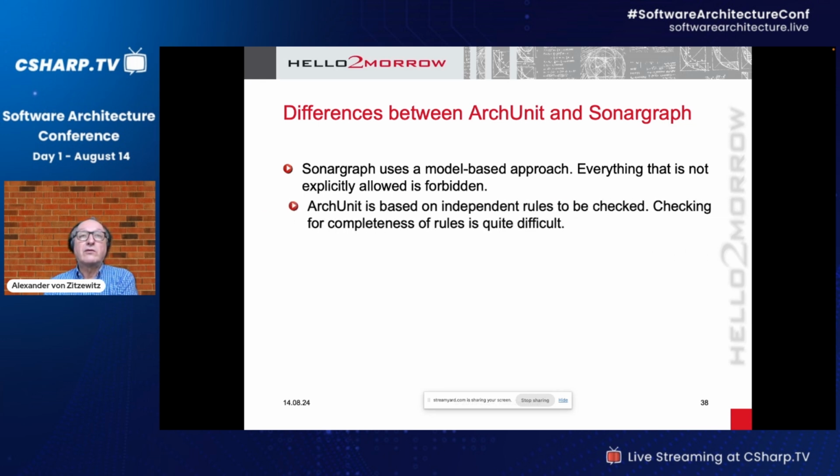With ArchUnit, that's a lot harder because it's just a set of independent rules that can be checked. So checking for completeness is difficult. But on the other hand, by all means, using ArchUnit is much better than not using ArchUnit because that allows you to define architectural boundaries. It's just not as comfortable and luxurious as what you can do with a DSL.